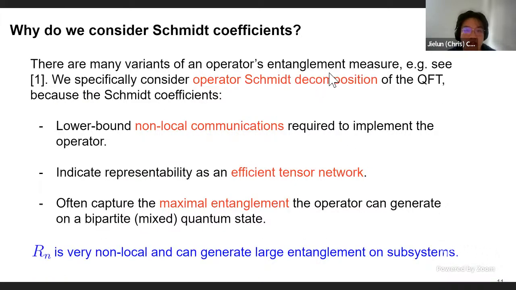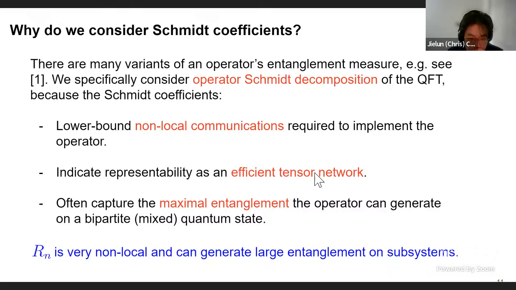So why do we consider Schmidt coefficients? There are actually many variants of operator entanglement measure, but we specifically consider operator Schmidt decomposition because they lower bound the non-local communications required to implement the operator. It also indicates representability as an efficient tensor network, in particular matrix product operator.